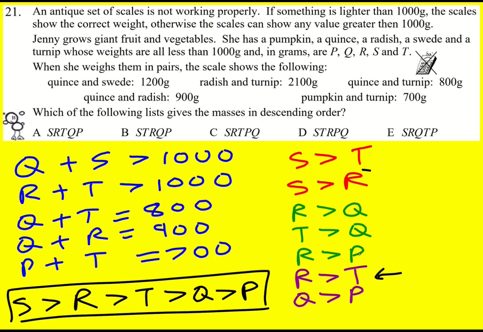It all works with the equations on the right as well. So write the following, given the mass is in descending order, it's just going to be S, R, T, Q, P. It's going to be A.